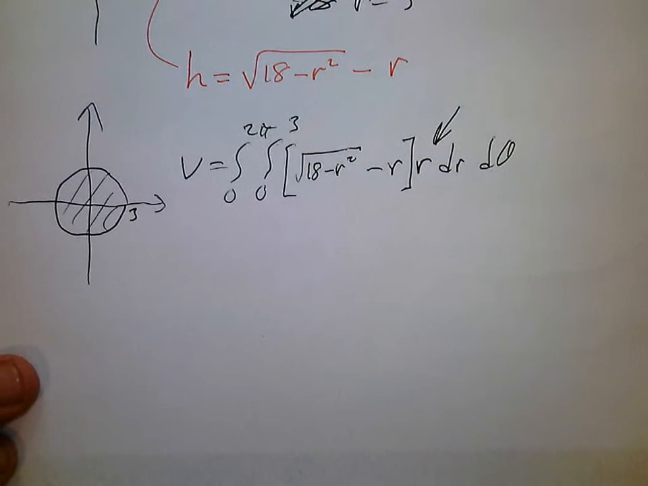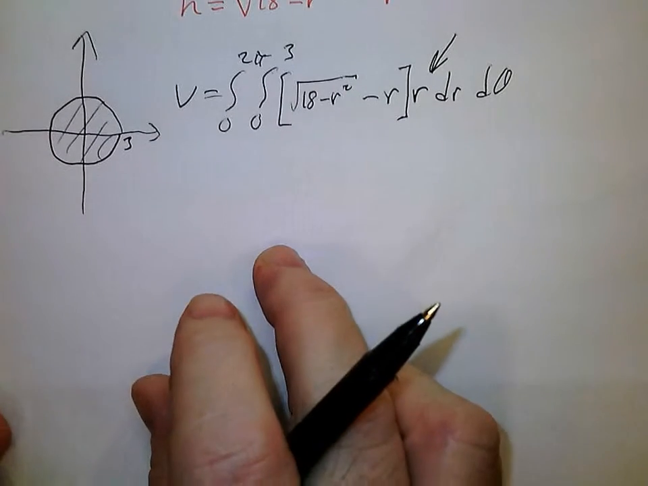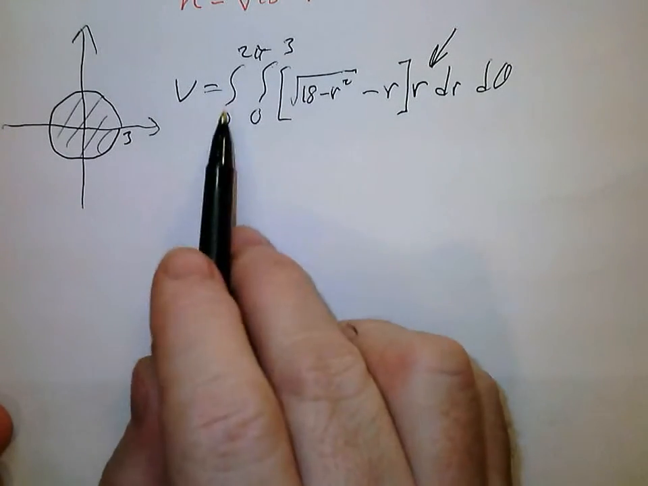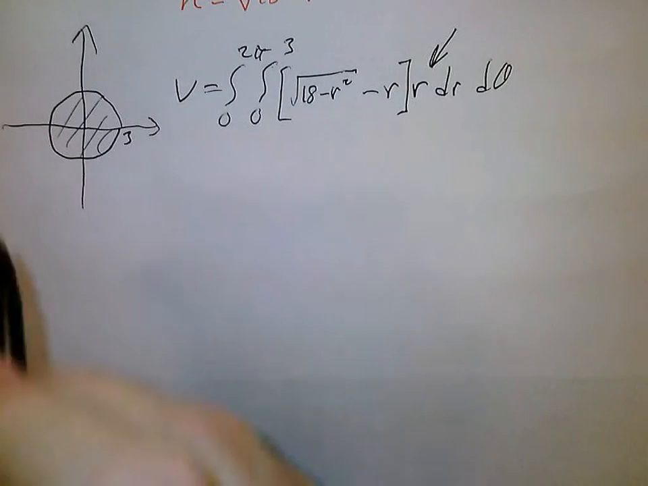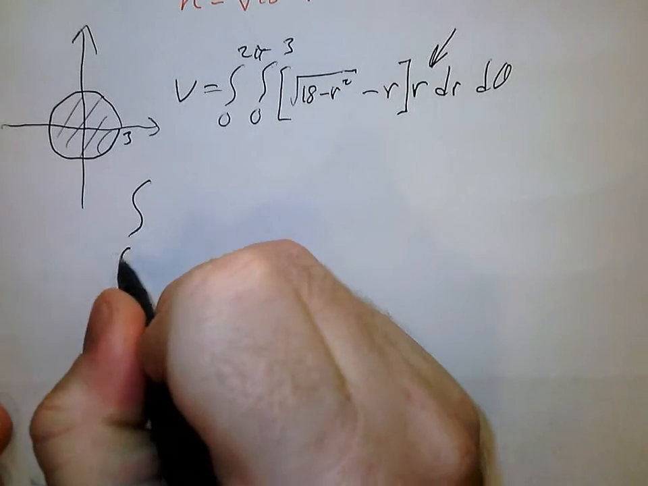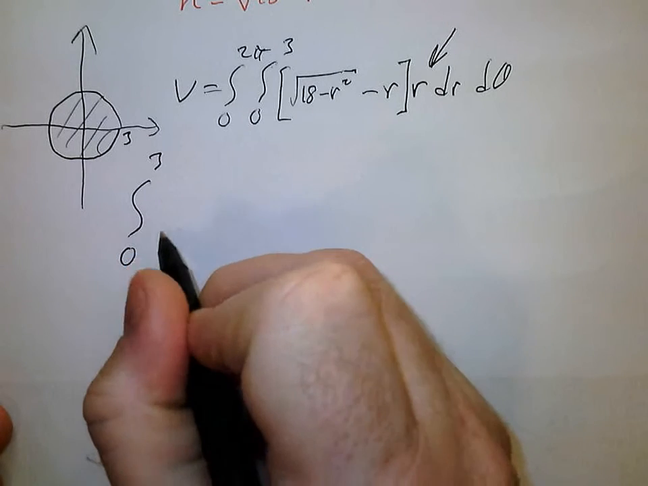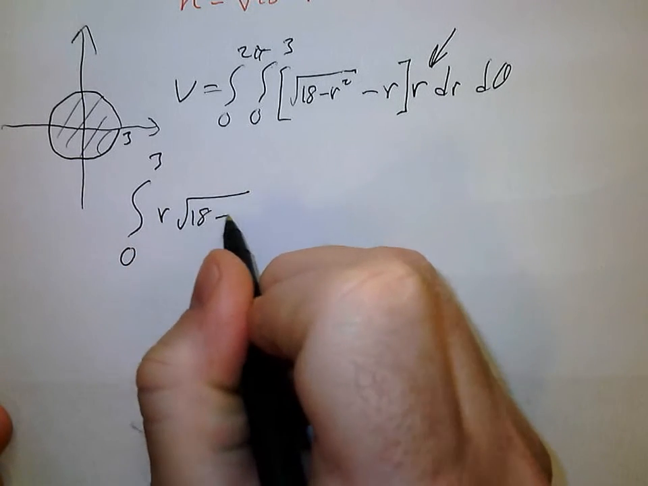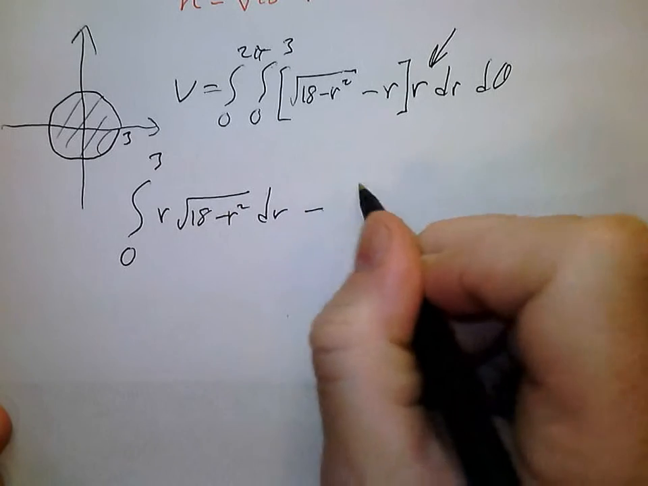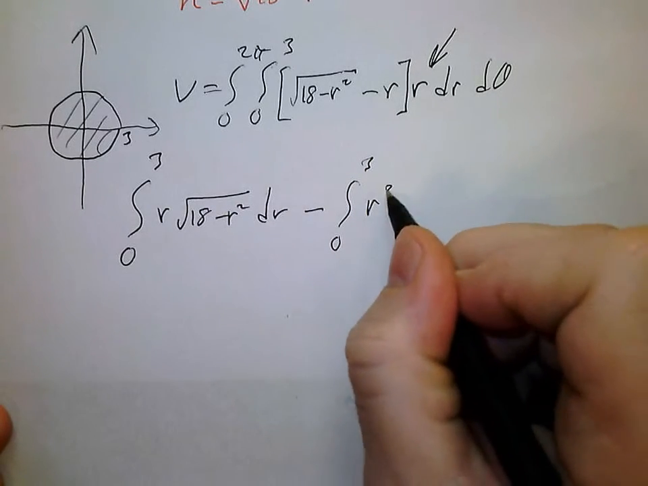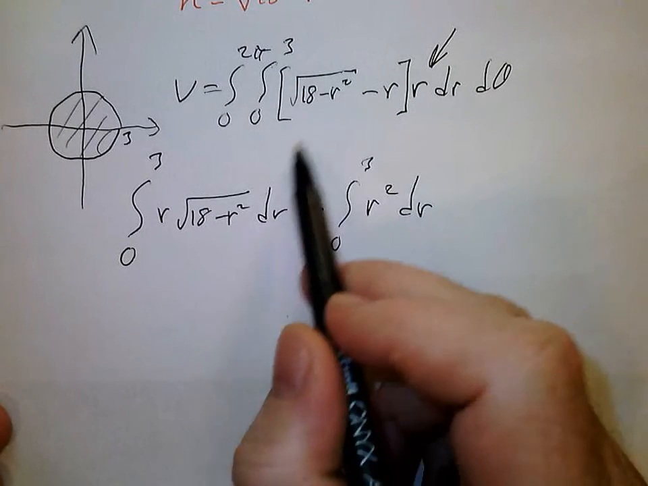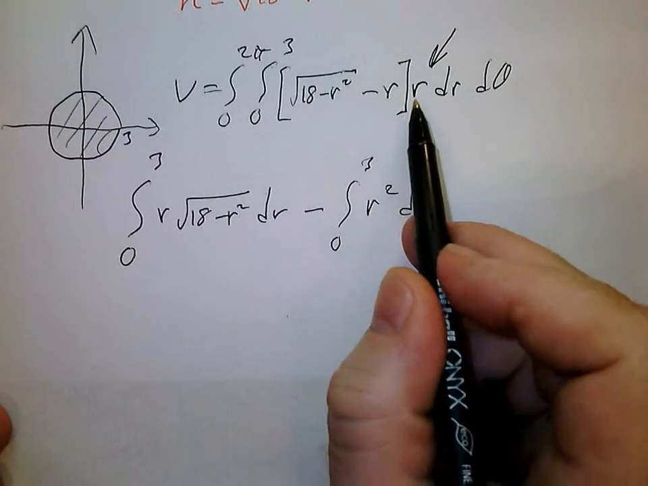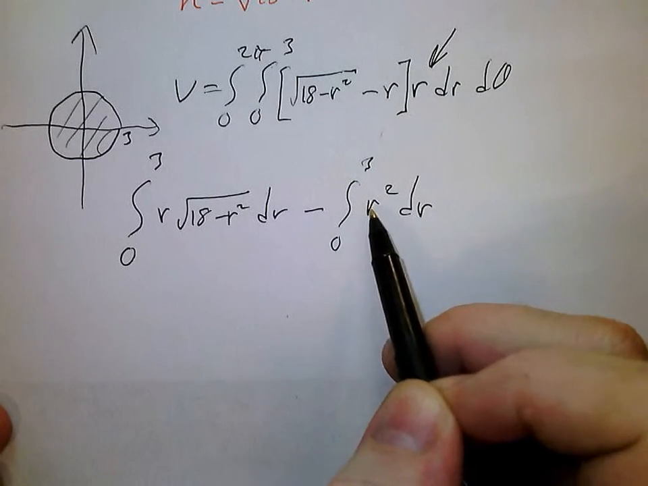Okay? And I claim this is very straightforward to work out. The 0 to 2 pi d theta is just going to effectively multiply what we get on the inner integral by 2 pi. If I break up this inner integral into two pieces, I have the integral from 0 to 3 of r square root 18 minus r squared dr minus the integral from 0 to 3 of r squared dr. I just took this r here and distributed it, wrote it in front of this one, and the r times the r there made the r squared down here.